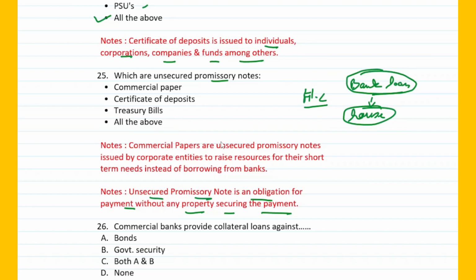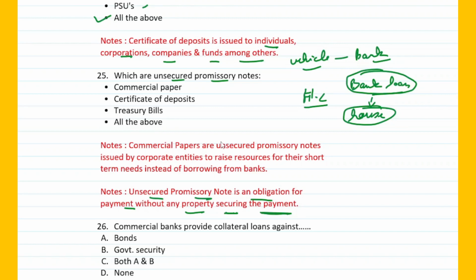Similarly, if you take a vehicle loan, your vehicle is kept as a security with the bank. So that's what it is asking. What is exactly unsecured? Whenever I say unsecured, it simply means that no security has been given, nothing is being mortgaged or hypothecated, right? So an unsecured promissory note is an obligation for payment without any property securing the payment. That means the amount is given, but there is no security taken from the party on the other end.